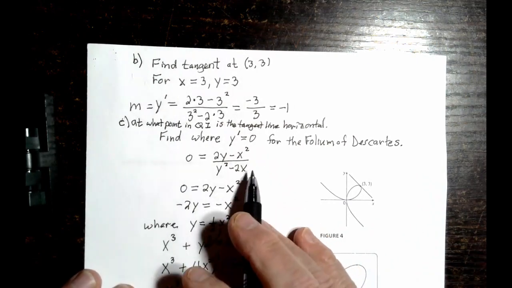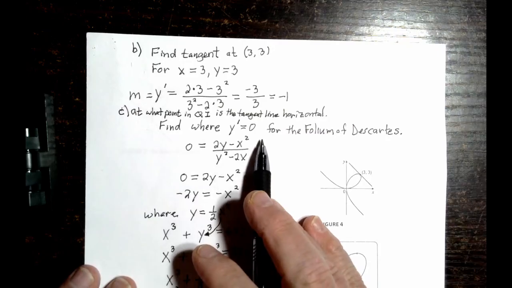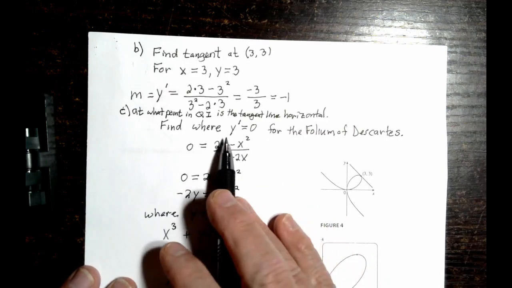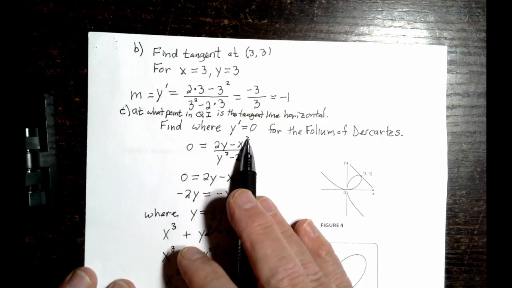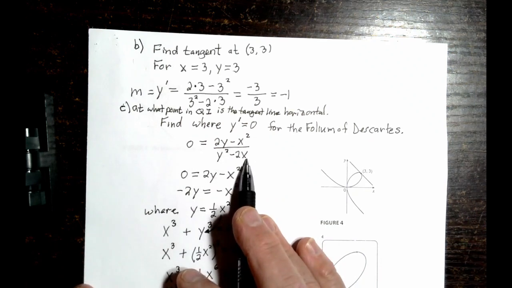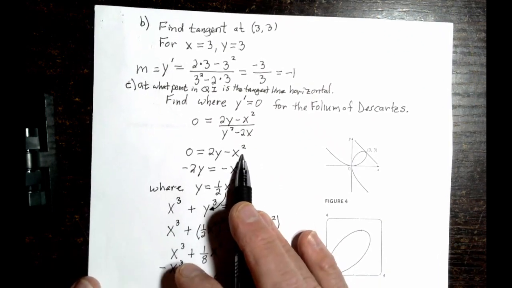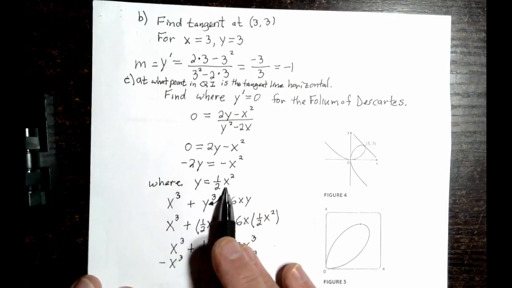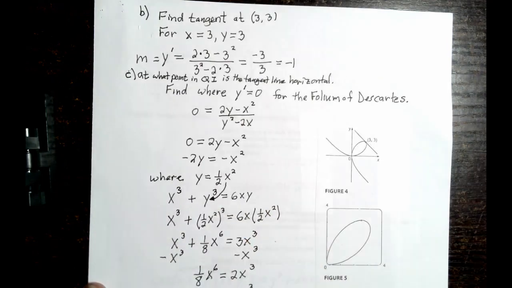Part C asks you at what point in quadrant 1 is the tangent line horizontal. Well, you're looking where the first derivative equals 0. And we found the first derivative here. And when we set that equal to 0, we get the numerator equals 0. And we isolate it, we get y equals 1/2 x squared.